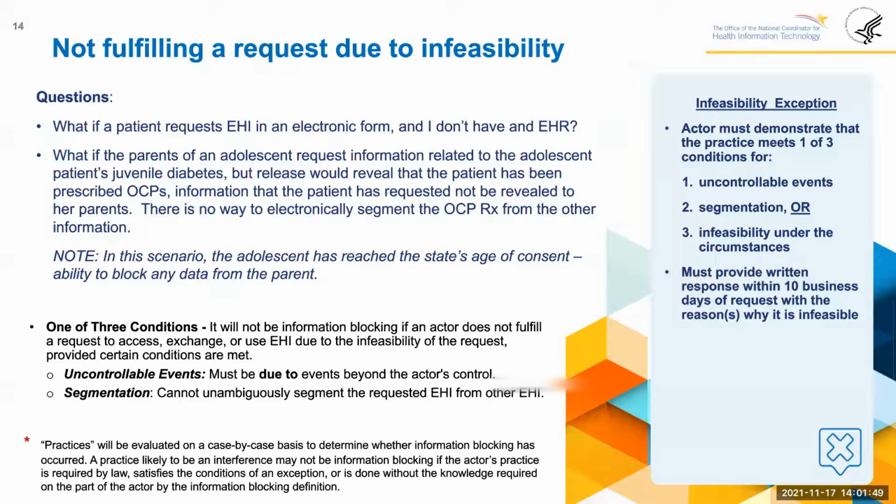Okay, thanks. That's helpful. Now, let me go on to another real-world situation that we hear a lot about. Let's say that you have an adolescent patient, and she has juvenile diabetes, and her parents request the EHI in order to help manage the juvenile diabetes. But mixed in with her medical records is information about oral contraceptive pills that she's been prescribed. And she would prefer her parents not to know that she's taking oral contraceptive pills, and you're aware of this. And there's no way for you to segment out the information on the juvenile diabetes from the information on her reproductive history. What do you do in a situation like this? What does the regulation prescribe?